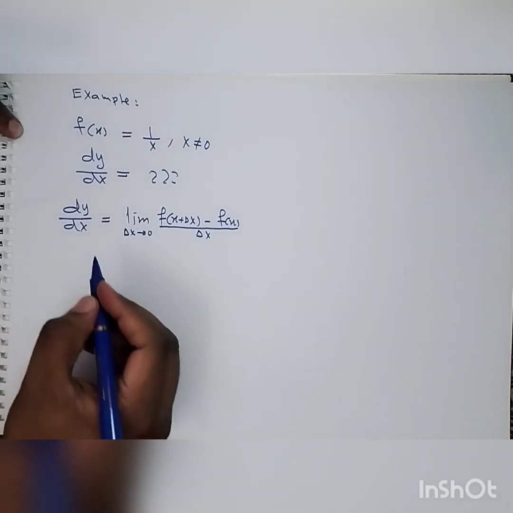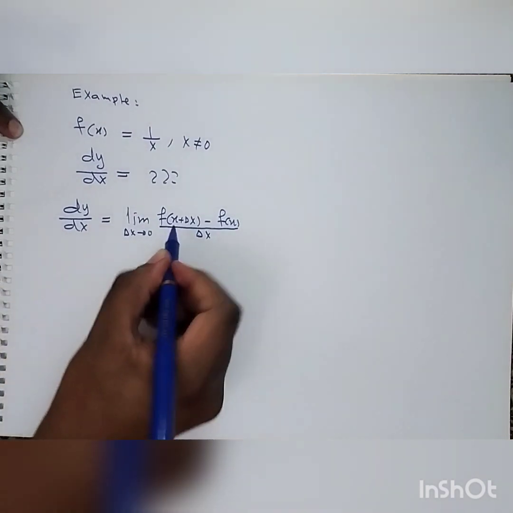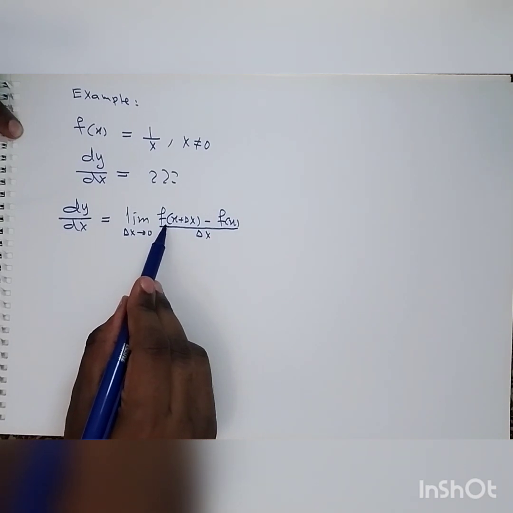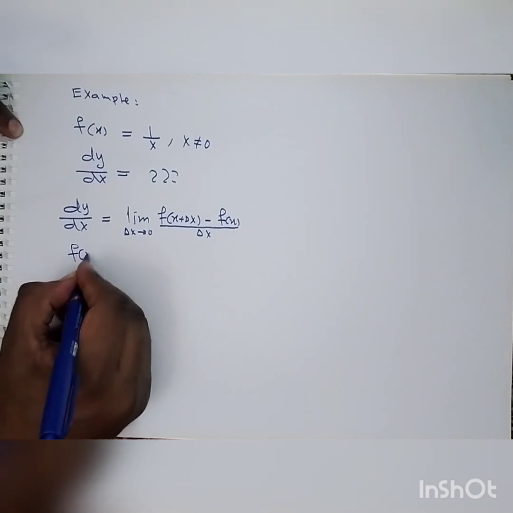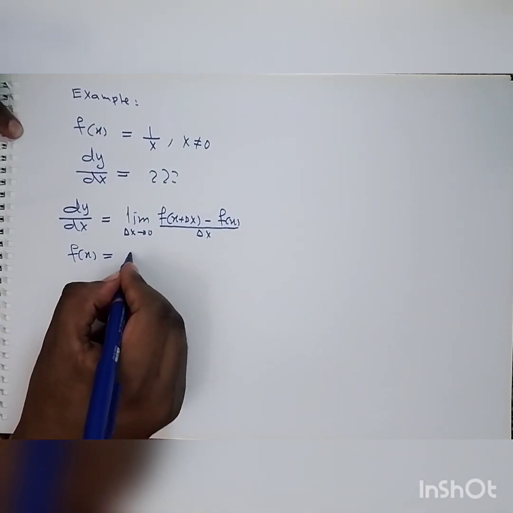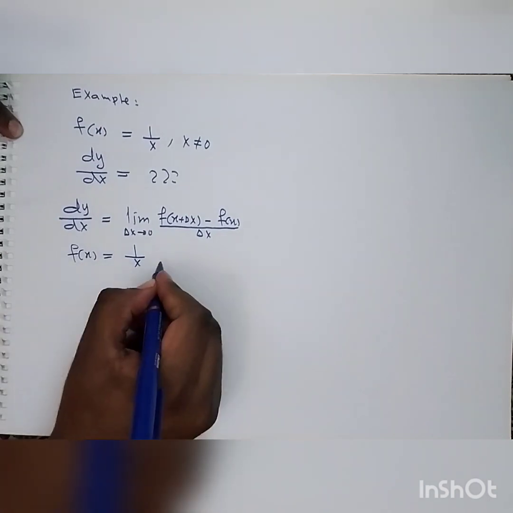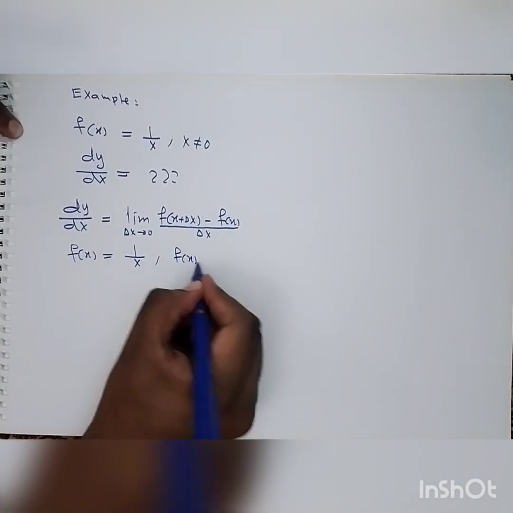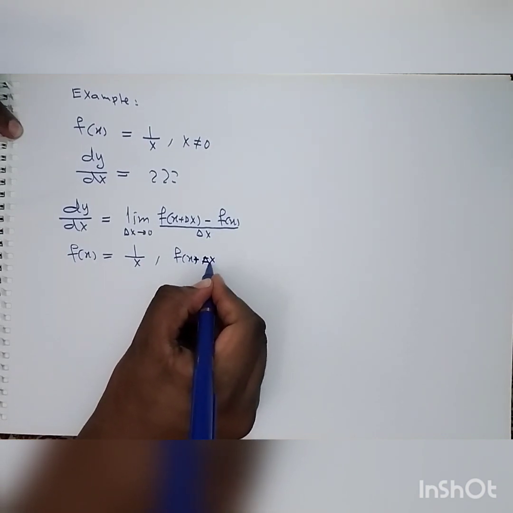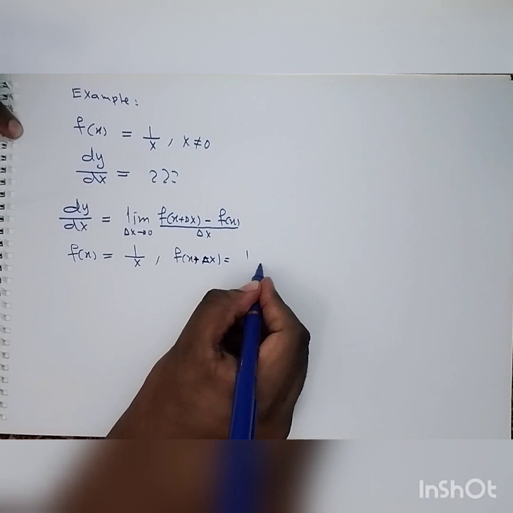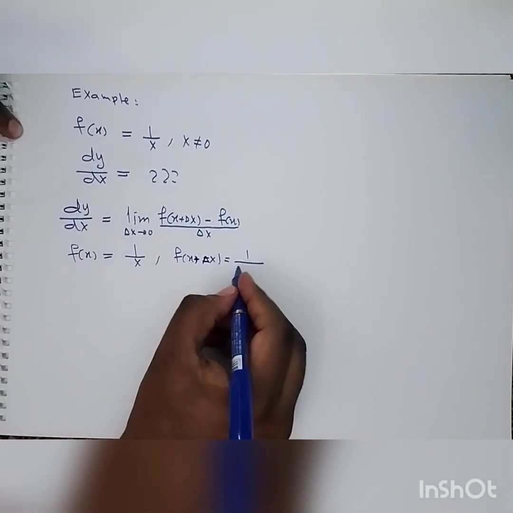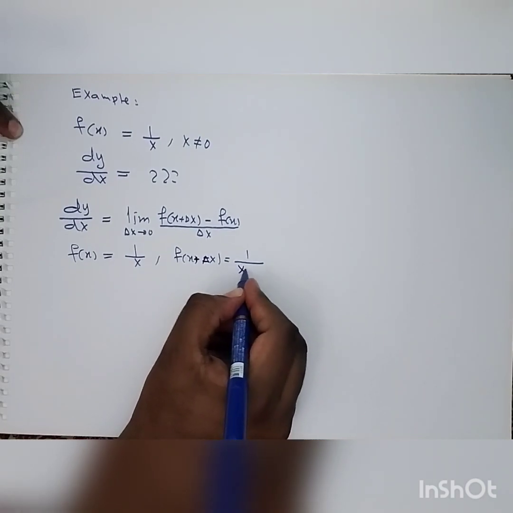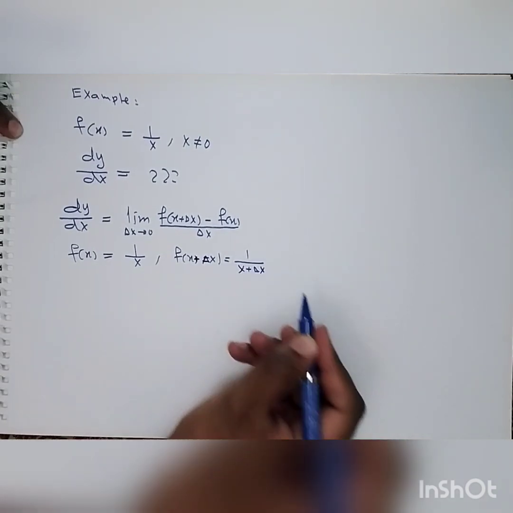So again, we follow the same way of thinking. What we need is f of x plus delta x, and we already have f of x. So we'll write them again. f of x is equal to 1 over x, and x is not 0. And then f of x plus delta x would be 1 over, so we come here and replace x by x plus delta x in this case. Then we would have here x plus delta x.